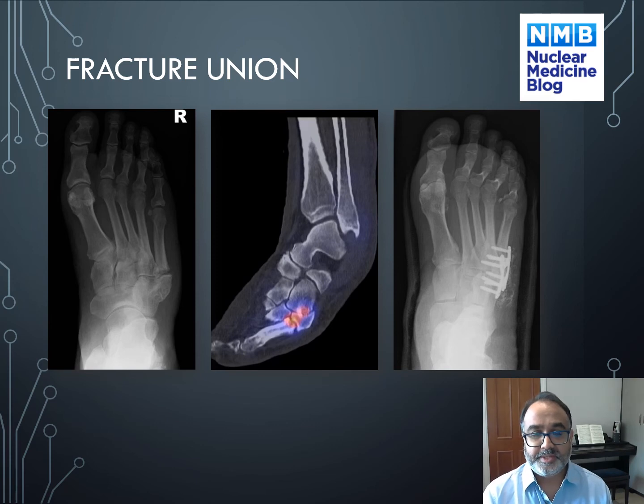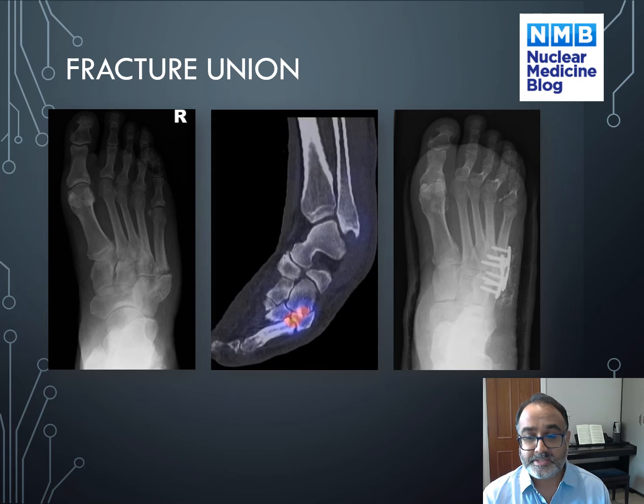SPECT-CT is very useful in assessing post-operative complications, particularly fracture union. This is an example here on the left where a patient had an ununited fracture of the base of the fifth metatarsal, quite clearly seen on the plain film, but the surgeons wanted to do a SPECT-CT before they went ahead and fused that joint. And when we did the SPECT-CT, we could see that not only was there an ununited base of the fifth metatarsal fracture, but actually there was degenerative change in the fifth tarsometatarsal joint. And this changed the surgical management.